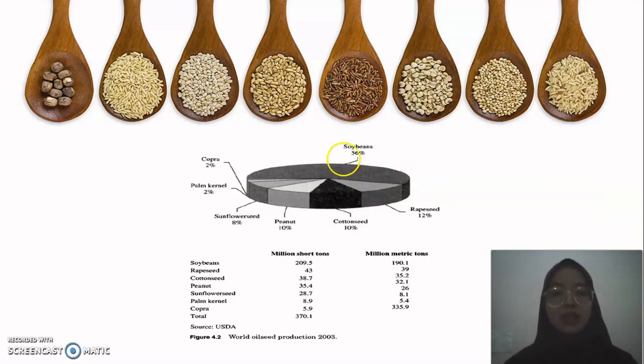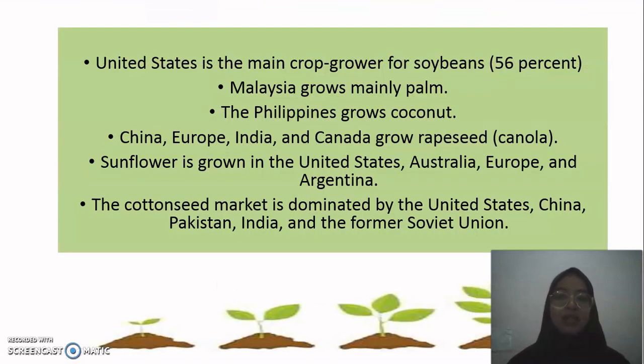This is a pie chart about world oilseed production, but in 2003, the main oil production is soybean. 56% is from soybeans. This is the distribution of the type of plant grown by each state, the main crop. So for the United States, the main crop is soybeans. 56% of soybean is from the United States.